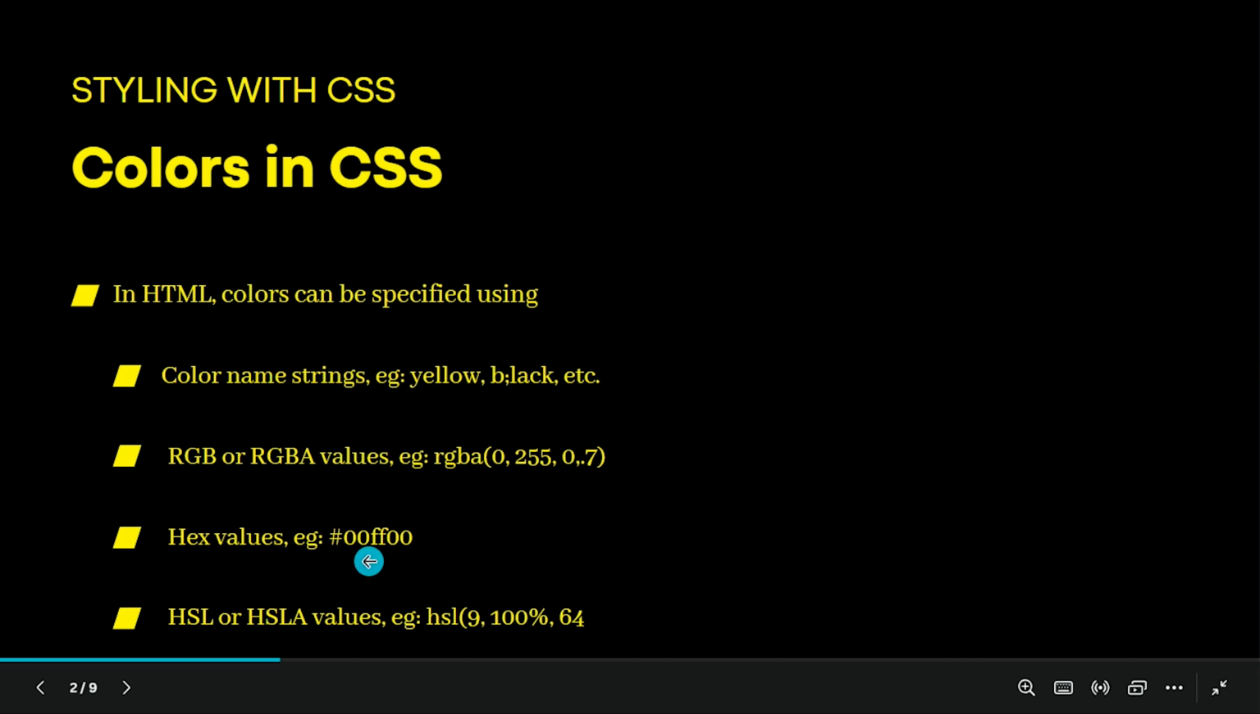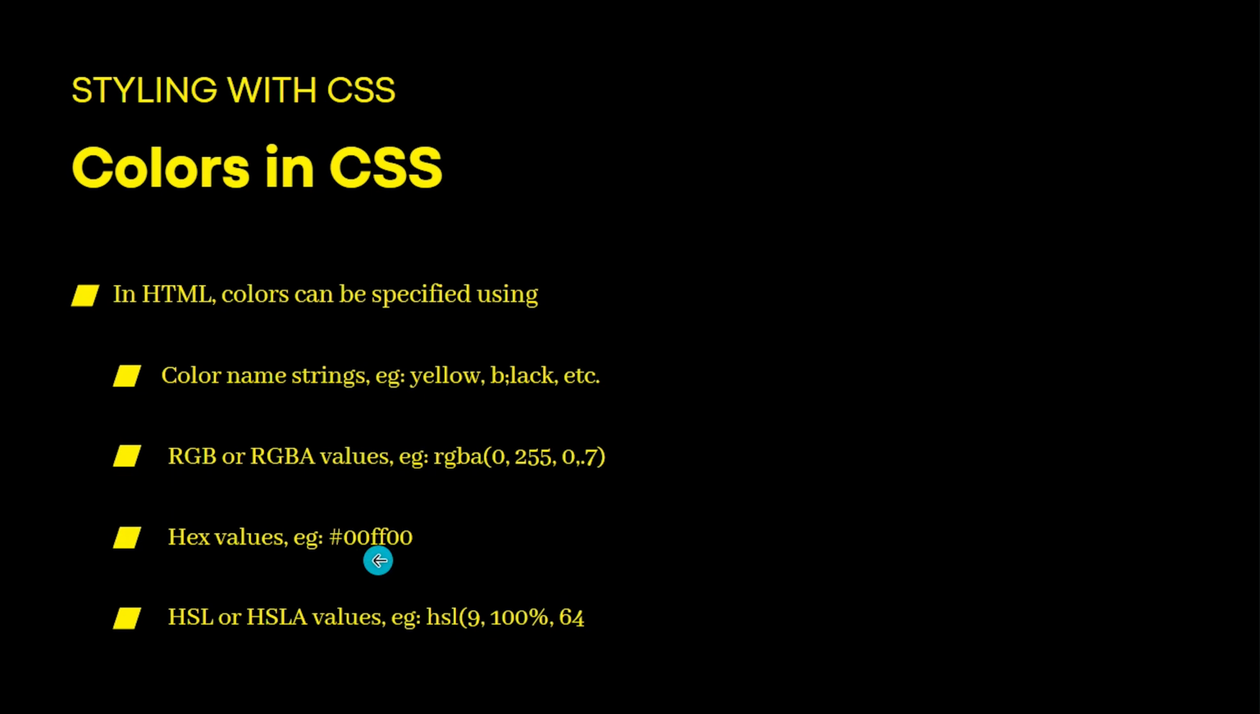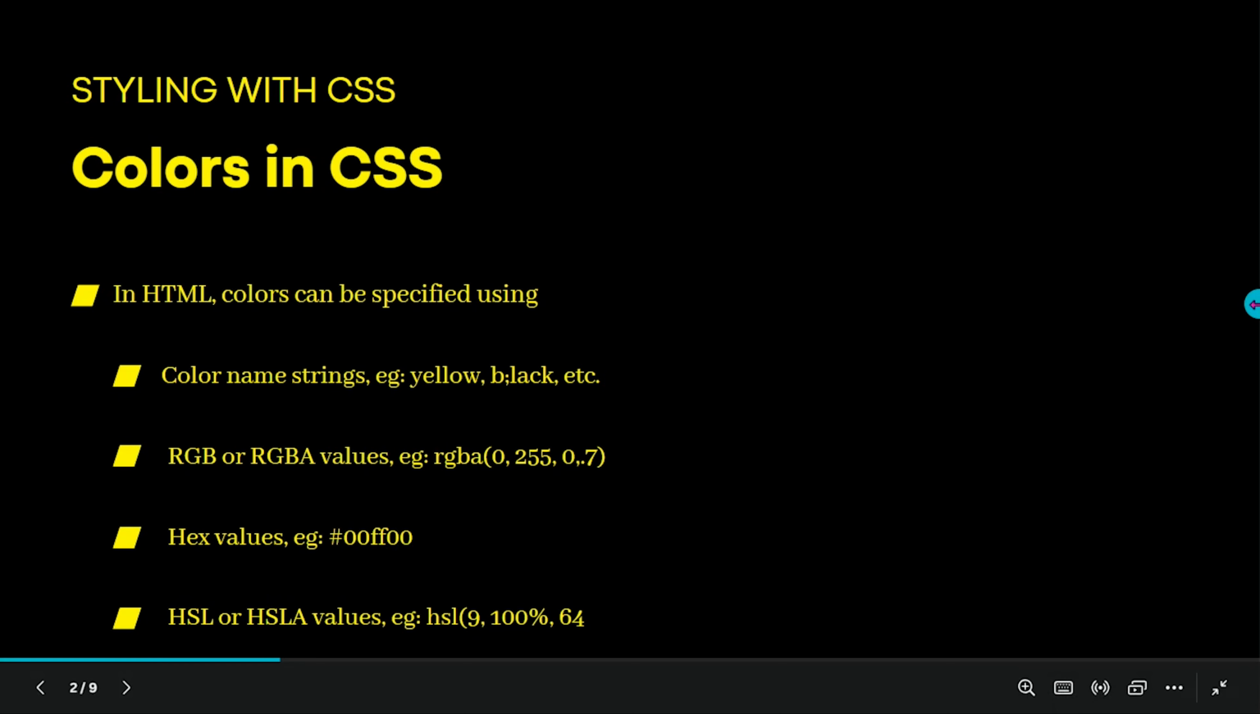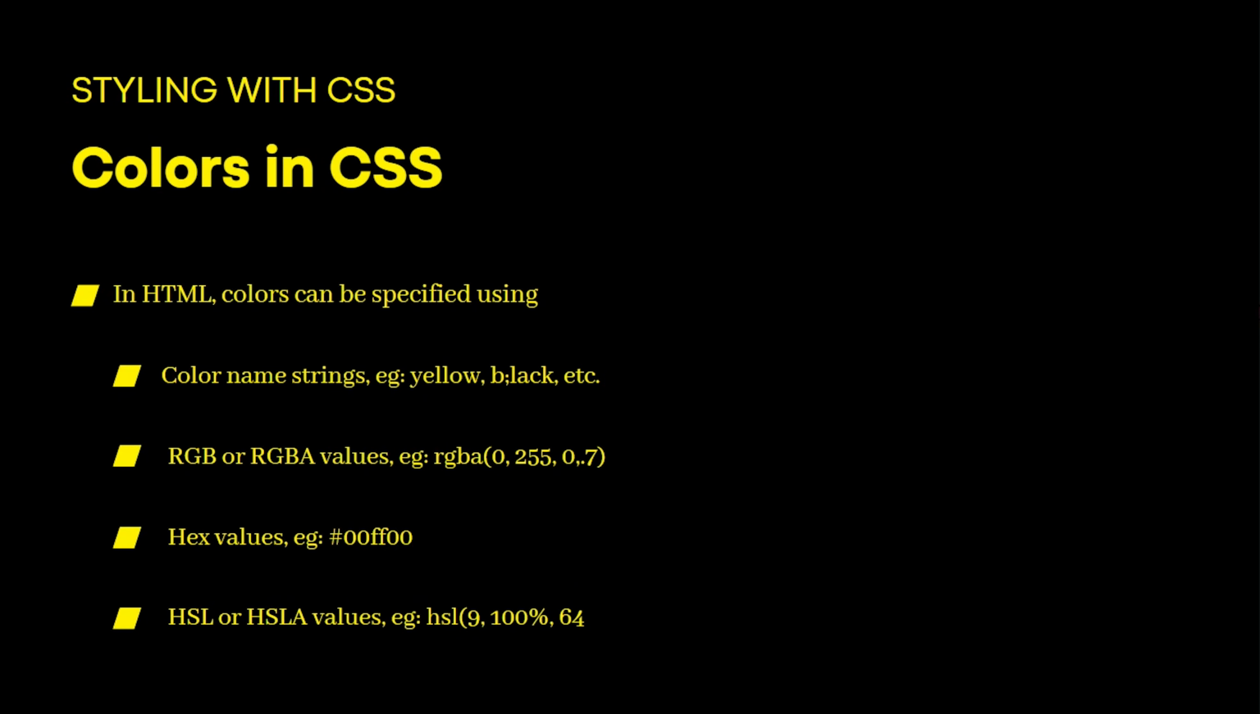The first two digits represent how much red you want, the second two digits represent how much green you want, and the last two digits represent how much blue you want. You can also specify using HSL values, but most of the time we use these three methods to specify colors.